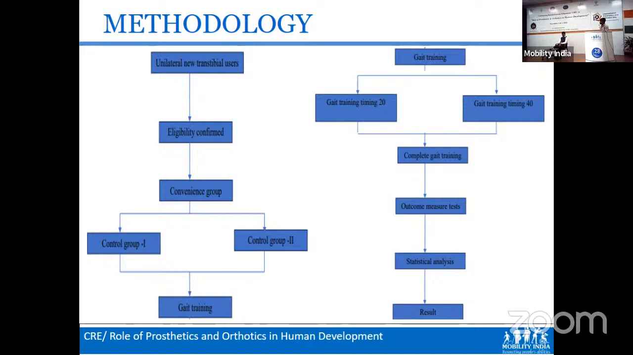This gait training continues for up to 1 week. Every day they have the 20 minutes and 40 minutes of gait training, up to 1 week. Once they complete the gait training, the outcome measures are taken for group 1 and group 2. The statistical analysis is done between group 1 and group 2 according to the outcome measures and the results.